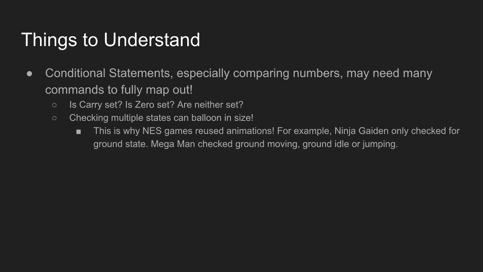For instance, Ninja Gaiden only checked for ground state. If you're in the air, you have one slash. If you're on the ground, you have another slash. Mega Man checked when you were attacking, if you were moving on the ground, if you were idle on the ground, or if you were jumping.